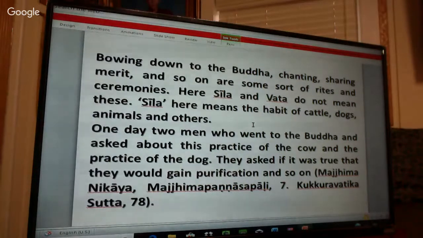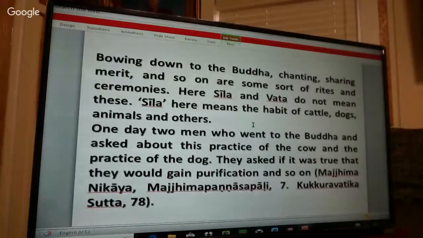So the statue is just an object for thinking about the Buddha. We pay respect, we bow down three times, not to the statue only. But they don't understand like this. So that's why they complain. What about the bowing down? So bowing down to the Buddha statue, chanting and sharing merit are not Silabbata Paramasa. This is right habit and practice. Yeah, we need to understand that.